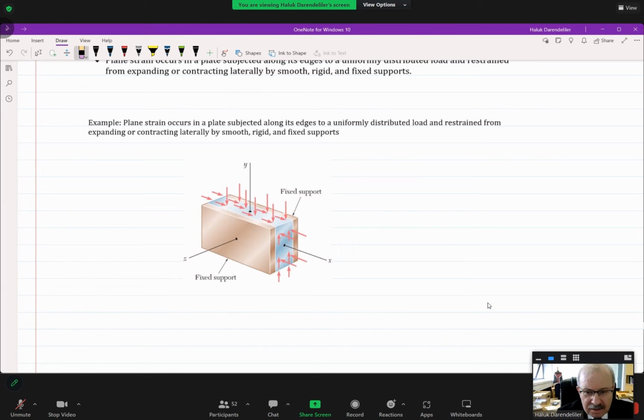This means that epsilon Z is 0. Okay, epsilon Z is 0. Because of loading, gamma XZ is 0. Because of loading, gamma YZ is 0. This is a plane strain condition. Remember, in plane stress, the stresses were 0. In plane strain, the strains in one direction are assumed to be 0. Okay, now turning back.